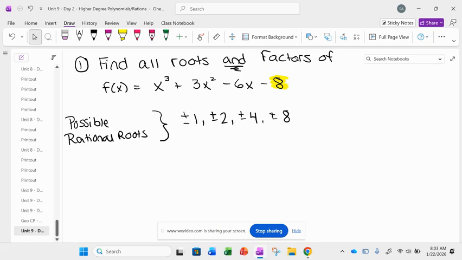So choose one possible rational root. Give me any number from this list. 1. Let's go with 1. And now we're going to test 1 out. We're going to see, is 1 really a root by using synthetic substitution? So I have every exponent accounted for, so I'm just going to list out my coefficients.